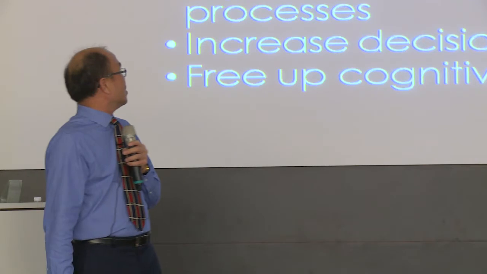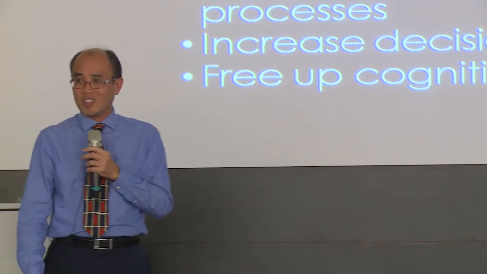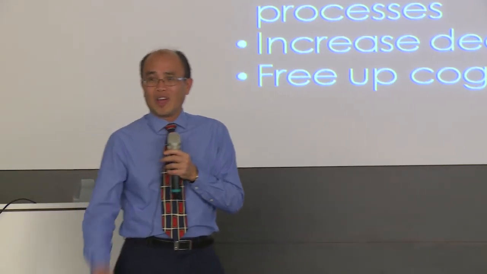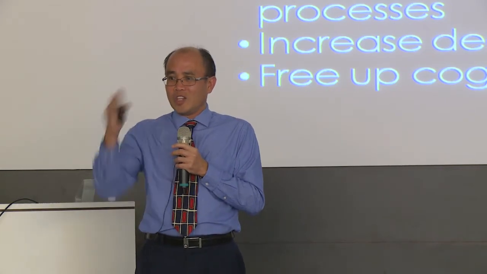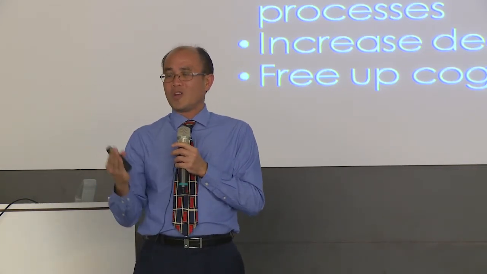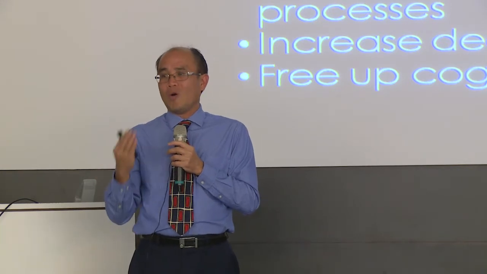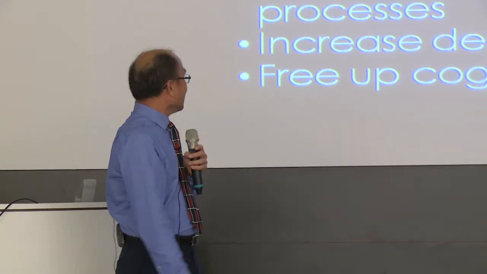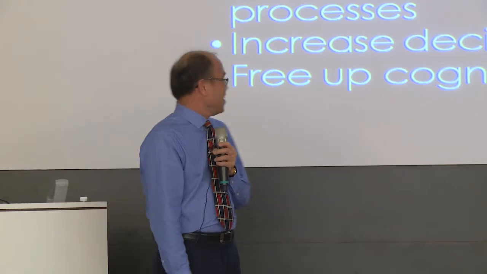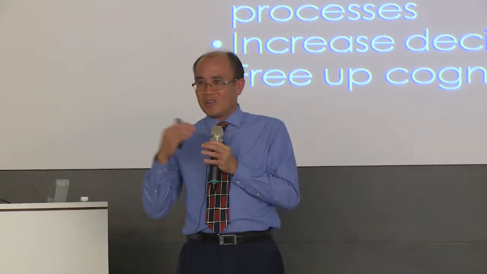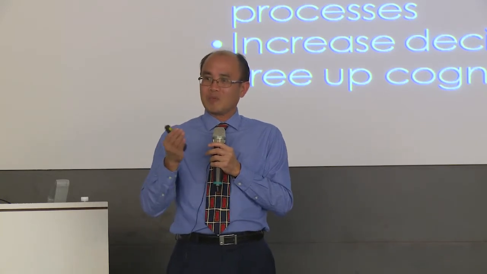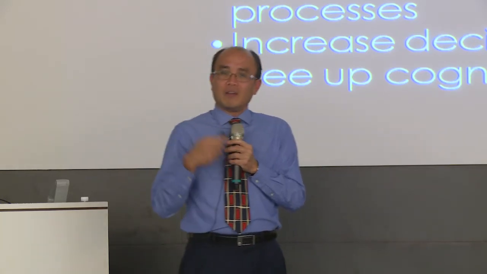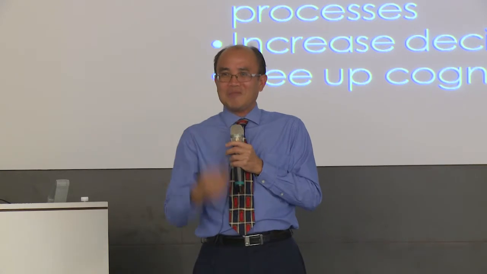The second one is expedite decision-making processes. Of course, now you don't have to go sequentially in order to understand all this information. You can jump directly to the more important information and spend more time on those aspects. Increase decision quality, and of course, free up your cognitive capacity, right? So now you can filter better, and you can use your brain more effectively.